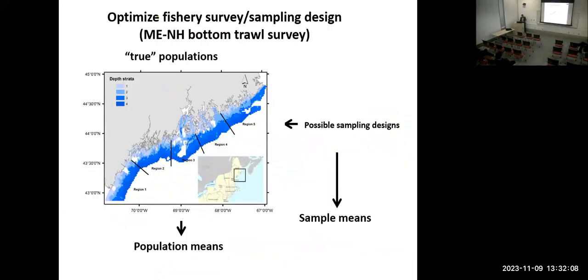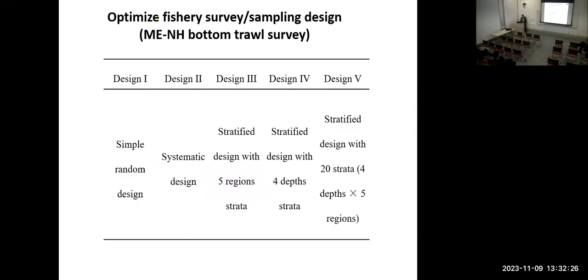Once we have that, we can apply different strategies, different sampling survey strategies. Then we can calculate the sample mean and compare it with the true values, to compare the performance of different designs of the surveys.